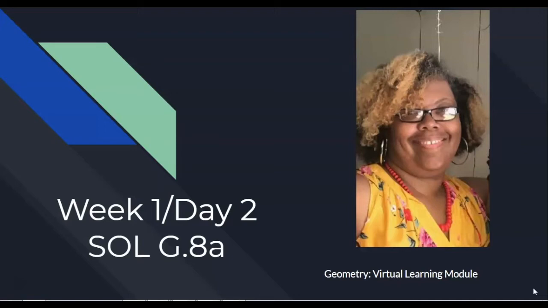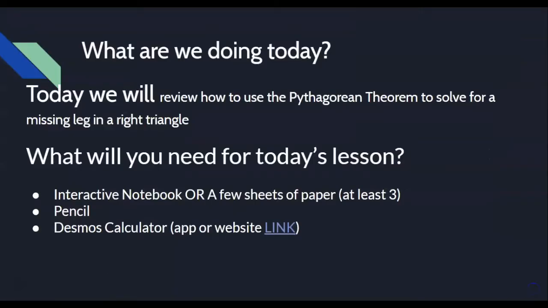In this series, we will learn geometry, where we will have a different focus each week. The focus for this week is SOL G.8a, the Pythagorean theorem. Today we will review how to use the Pythagorean theorem to solve for a missing leg in a right triangle.